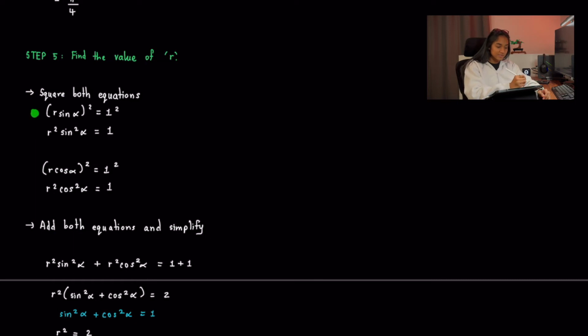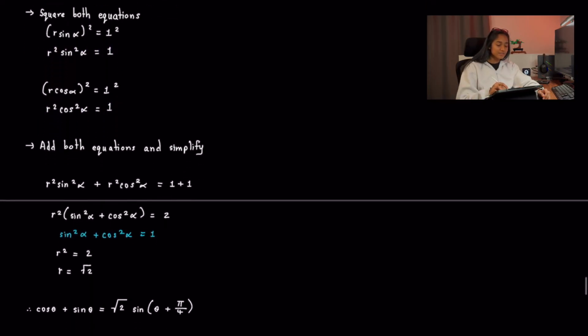We square the first one here, the second one here, and then we're going to add both equations. To do that, we add the left-hand side to the left-hand side and the right-hand side to the right-hand side. Then we're going to simplify it. So in the end, we're going to have r squared sine squared alpha plus r squared cos squared alpha is equal to 1 plus 1.